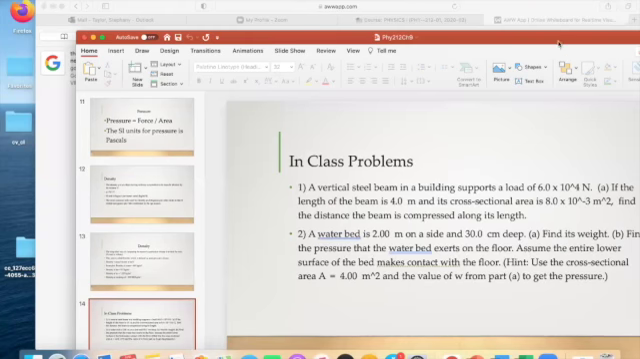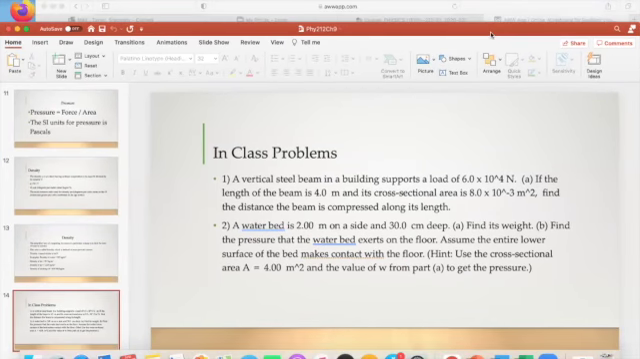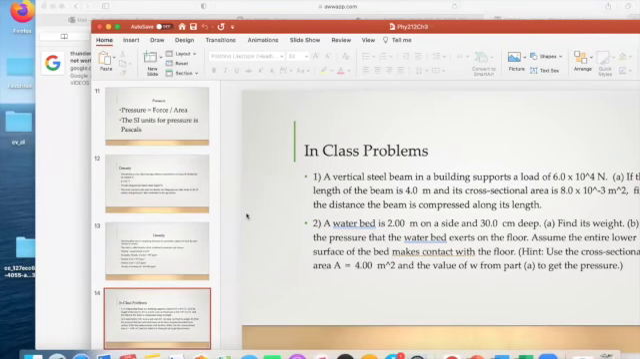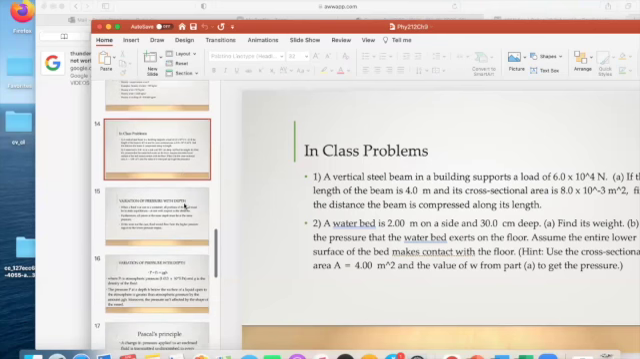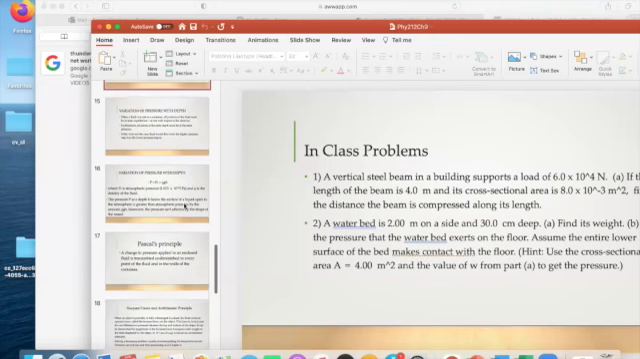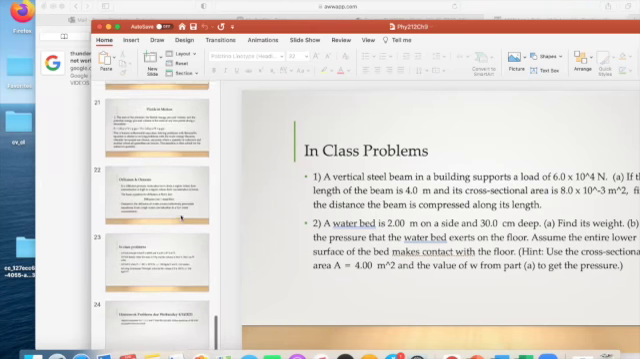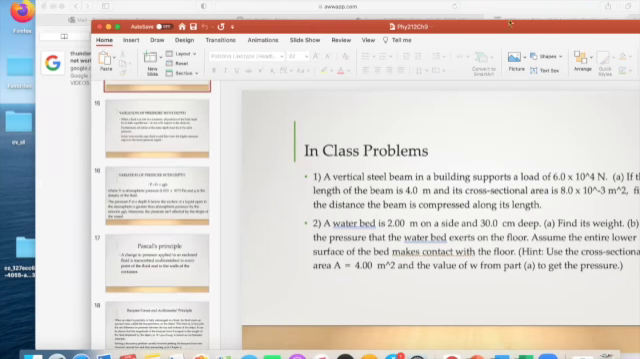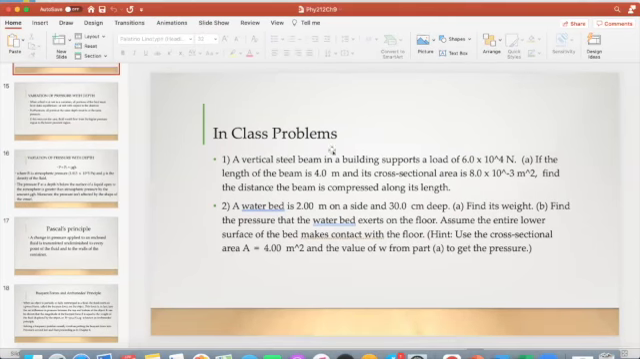All right, so let's work out a couple problems. Let me see, how many do we have? It's 2 on this slide, but I think there's a few more later. Okay. A vertical beam in a building supports a load of 6 times 10 to the 4 newtons. If the length of the beam is 4 meters and the cross-sectional area is 8 times 10 to the minus 3 meters squared, find the distance the beam is compressed along its length.